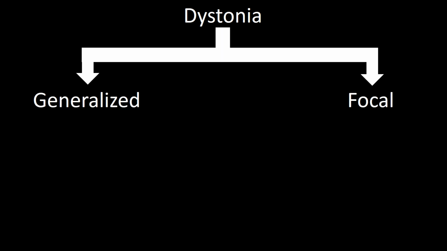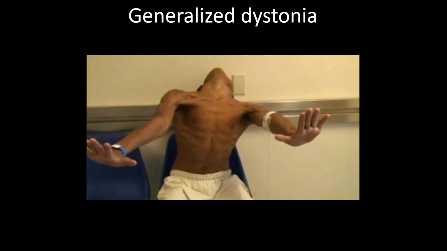Dystonia is defined as an involuntary contraction of agonist and antagonist muscles leading to a position of extreme flexion or extension. Dystonia can be generalized or focal. Generalized dystonia can be an impressive condition involving the hands, shoulders, neck, and also the lower extremities.